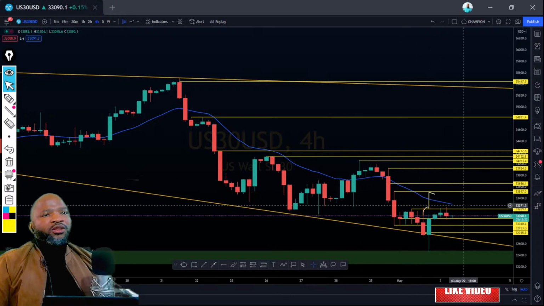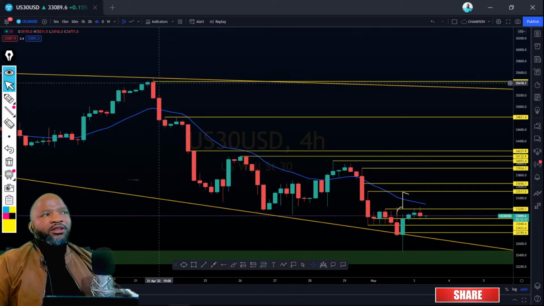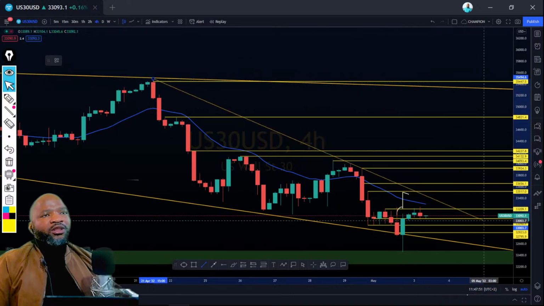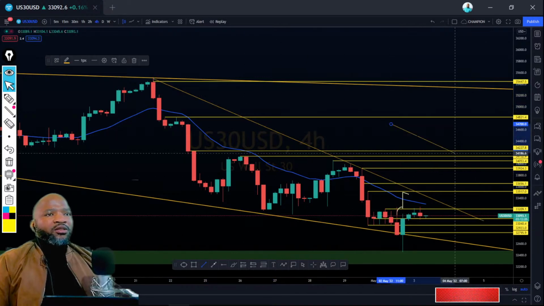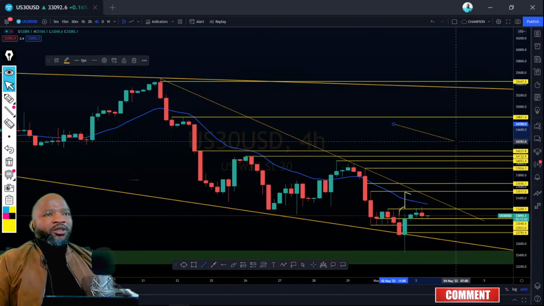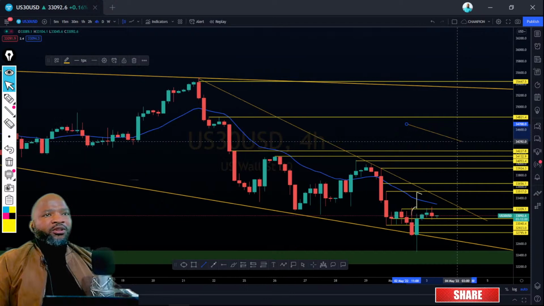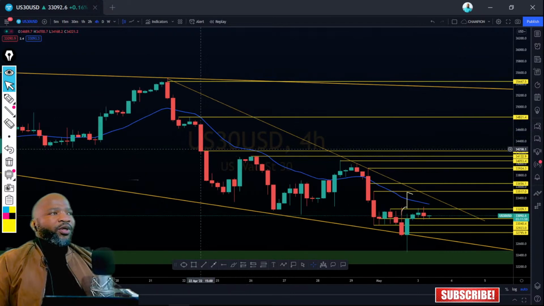Look at this. There's another trend that I see. The price seems to respect this level. Let me place this trend line so that you can understand what I'm talking about. Seems like the price is highly respecting this level.